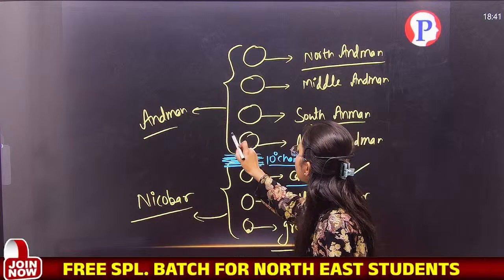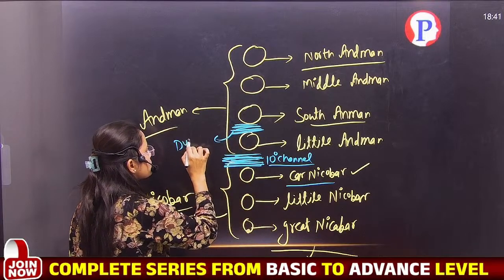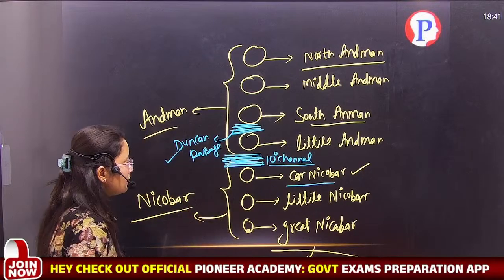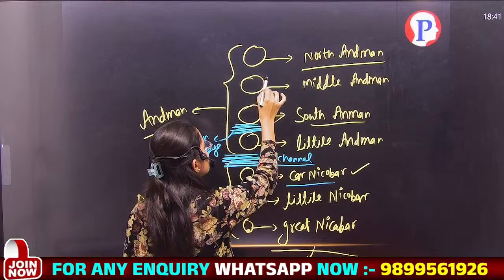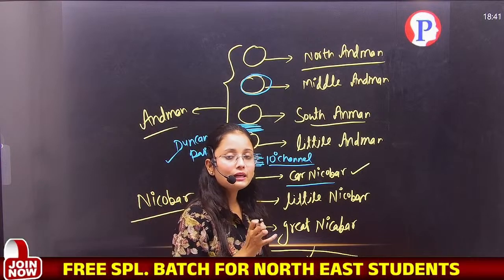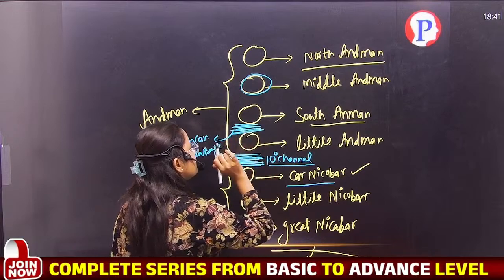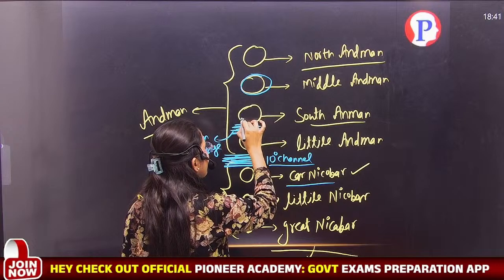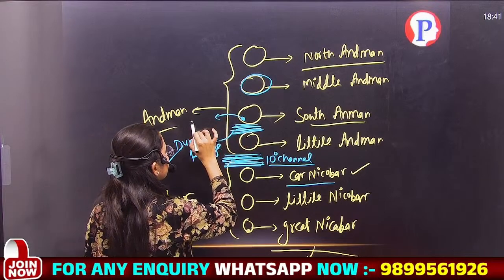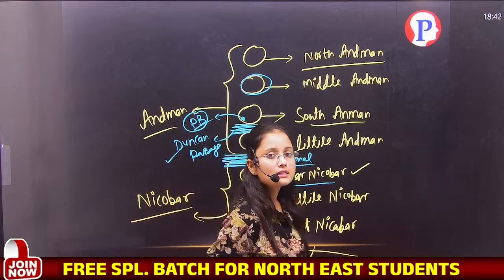Now this water body is called the Duncan Passage. Okay, this is the Duncan Passage. And then thirdly, Middle Andaman is the largest island of Andaman and Nicobar. Port Blair is the capital of Andaman and Nicobar. It is located here in South Andaman. I'll write it here as PB, Port Blair. So this is located in South Andaman.